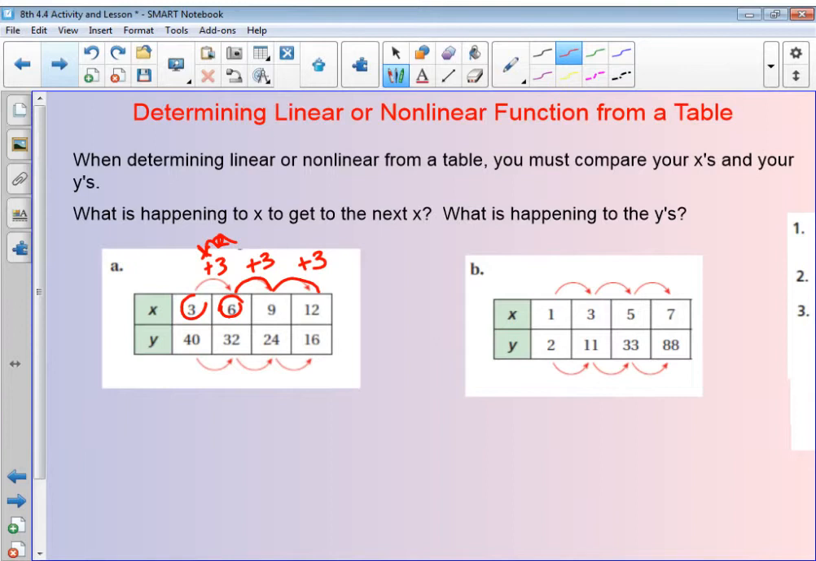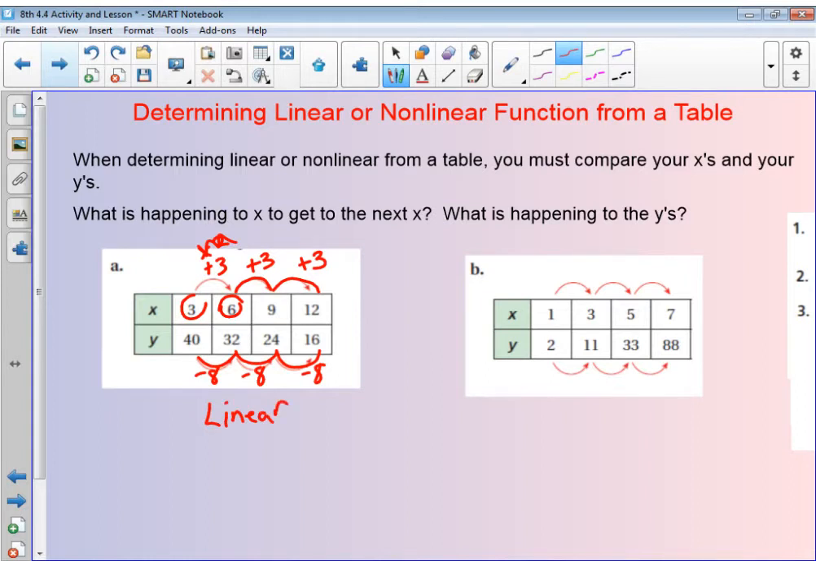Now, in order for this to be linear, we also have to have the same pattern happening within the y's. Not necessarily the same plus 3, but we have to have a pattern that's consistently the same between each y. So here, when I go through and I check this, from 4 to 32, we would go minus 8. From 32 to 24, that again is minus 8. And from 24 to 16, we have minus 8. So when I'm looking at this table without having to graph this, if I see that the pattern is the same between all of my x's and all of my y's, then this is considered a linear function.